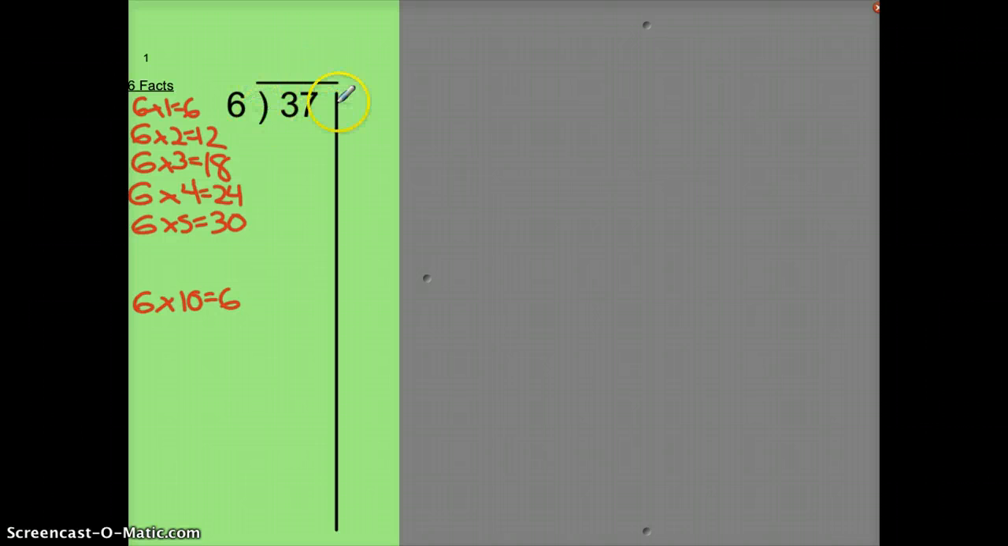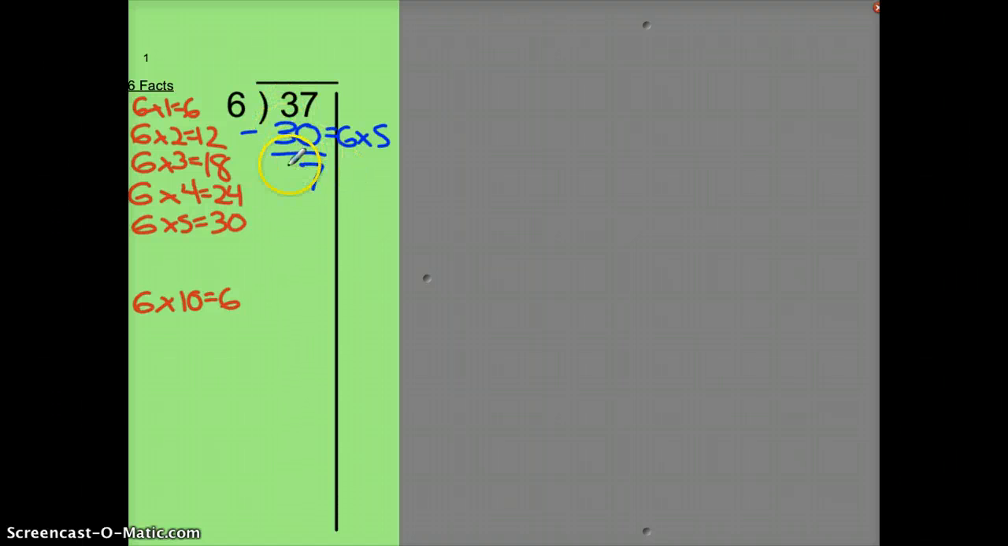So 37 divided by 6. I'm going to go with 6 times 5, this is the one that's going to give me the closest. 6 times 5 is 30. So I'll write 6 times 5 equals 30. 7 minus 0 is 7. 3 minus 3 is 0.